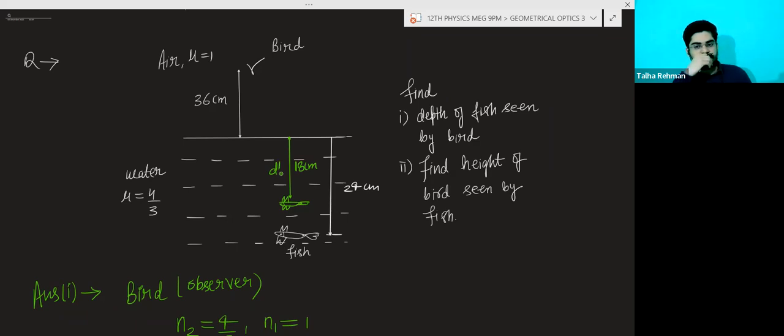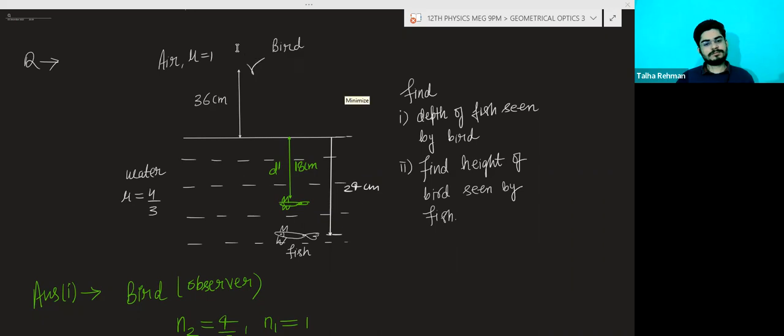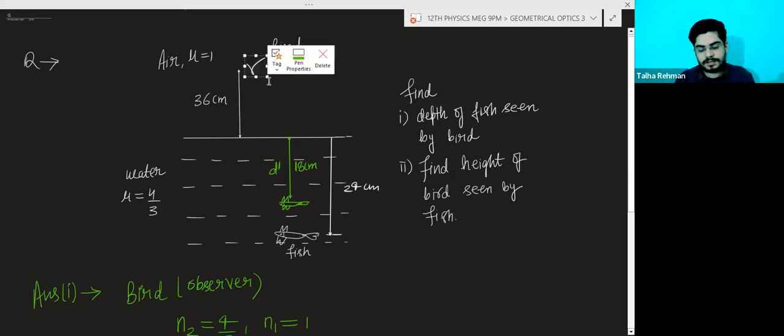Now, can anyone tell me what will be the depth of the fish seen by the bird? Answer is in front of you. See, the bird is here, na? Just listen. The bird is here. Now, to this bird, the fish is appearing here. So basically, 36 plus 18. Total distance is this, na? So 36 plus 18, 54 centimeter.